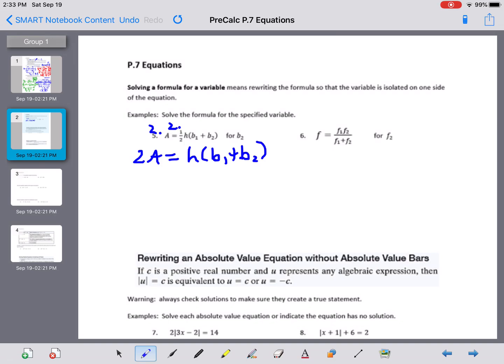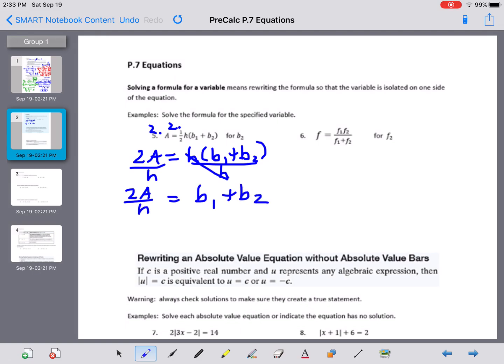Multiple things we can do now to get rid of the h. Remember, always get rid of things as far away from the variable as possible first, and then slowly move in until you get closer to the variable and get rid of those items. Right now, this h is being multiplied times the parenthesis. We have two choices. We can distribute right now, or I can just divide both sides by h to get rid of that multiplying by h. Cancels on this side. On this side, I'm left with 2a over h equals b1 plus b2.